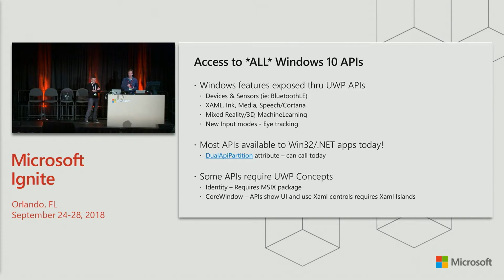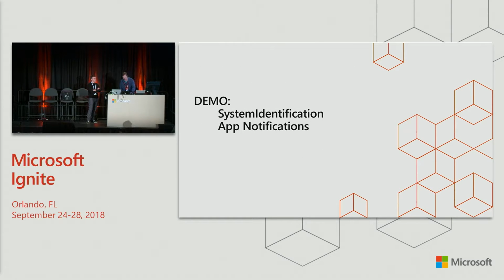Some APIs require that because they have a trust relationship with Windows in order to use the API. We do have a solution for you, and I'll show you an example regarding MSIX packaging. That gives your apps identity. Another example is Core Window. Core Window is the windowing concept that all modern applications are built on. Any API that shows UI or deals with XAML controls depends on a core window. And Miguel showed you exactly how you can leverage those APIs via XAML islands going forward. So the two big areas that cause APIs not to be marked dual have solutions for you. Miguel showed you one for core window. Let me show you one with identity.